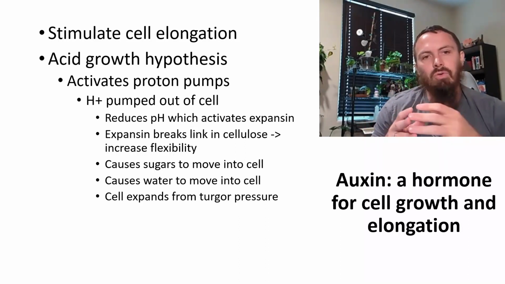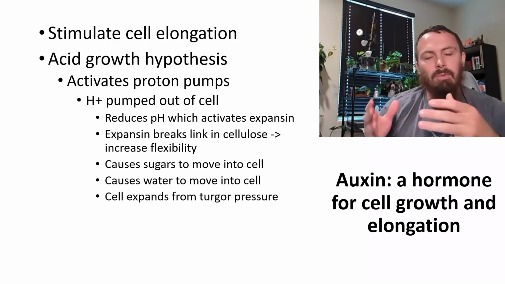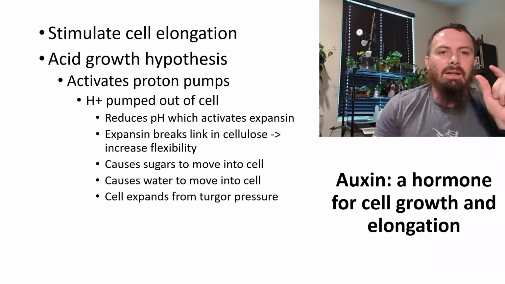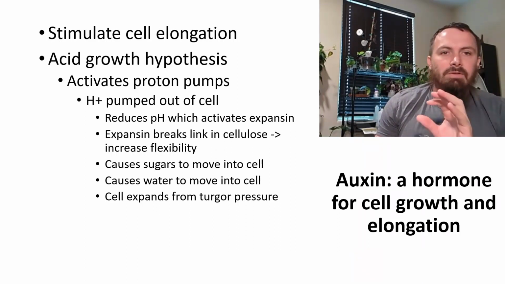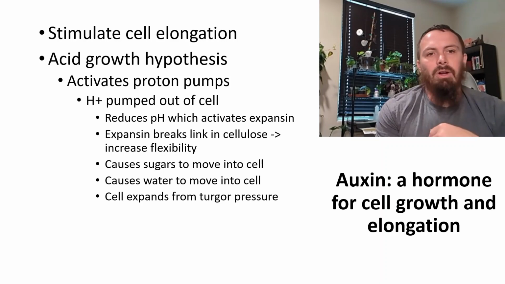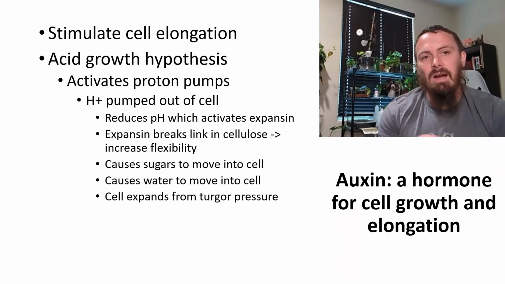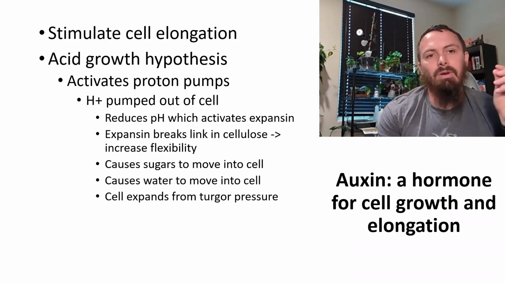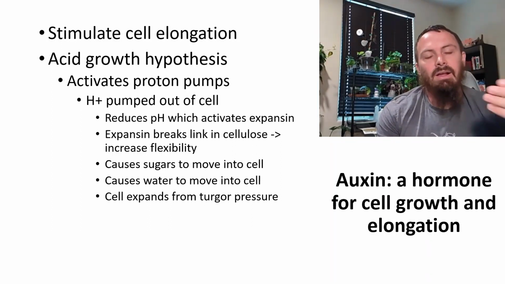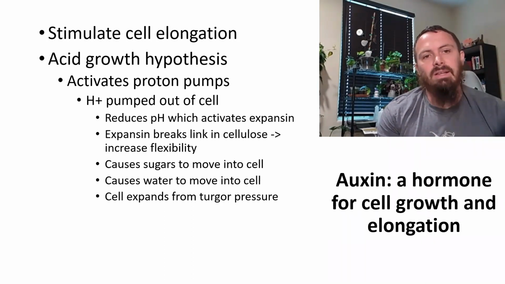Now, there's a bunch of proteins called enzymes that speed up chemical reactions, and they often have very specific requirements. Like, for example, in our stomach, we have the enzyme pepsin. It needs a very acidic environment to break down protein. Expansin is very similar. It prefers an environment that's somewhat acidic. And so when you pump out a bunch of hydrogen ions into the cell wall, expansin activates.